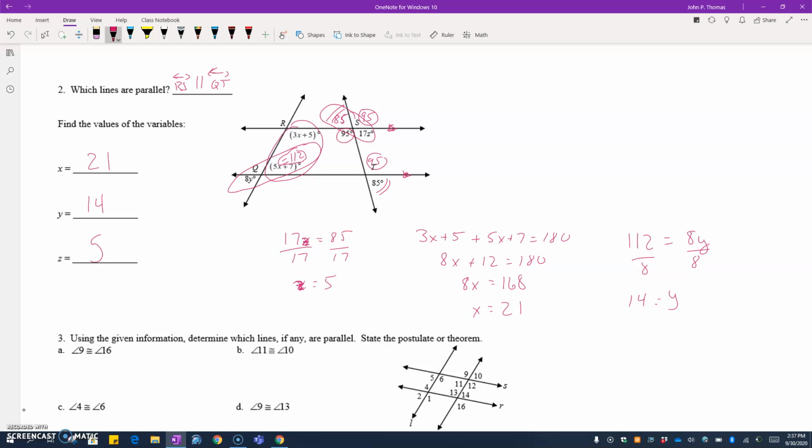The first thing we have to do, though, is establish which lines are parallel. And we're going to use one of the rules from today to do that.